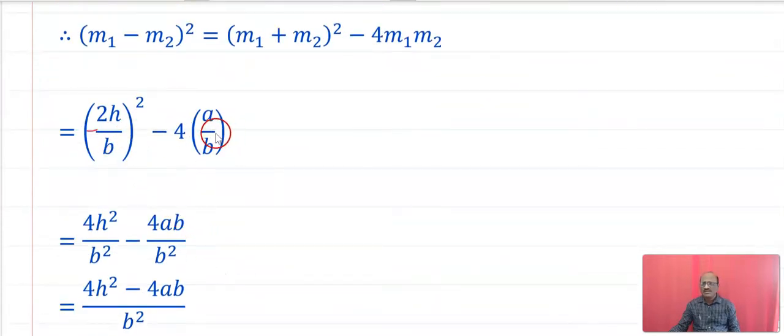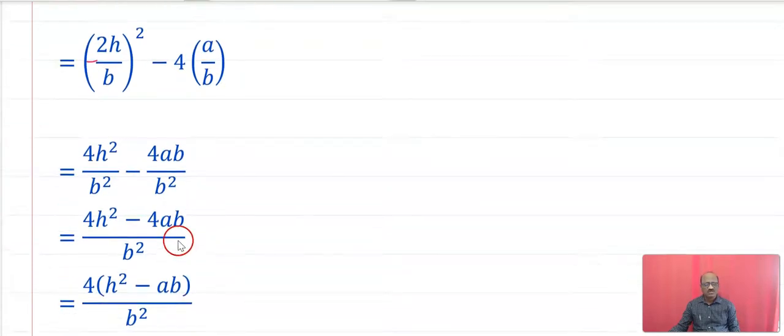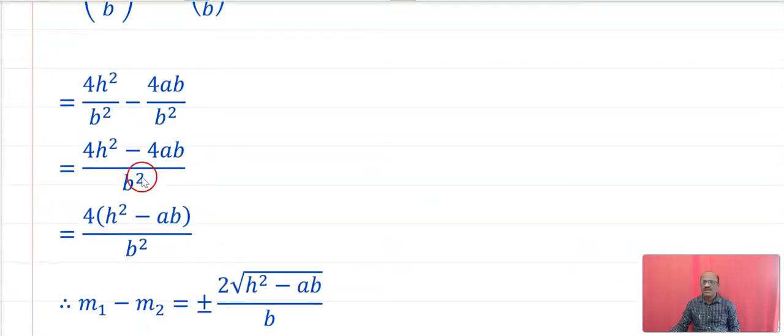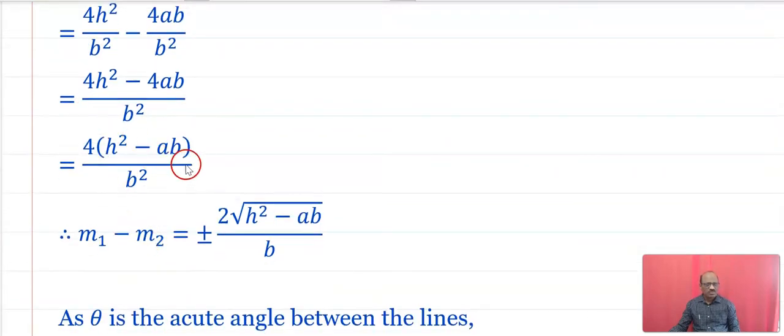If you simplify this, what do you get? 4h square upon b square minus 4ab upon b square. Multiply the numerator and the denominator of this expression by b, then you get 4ab upon b square. Now the base is the same, and therefore it is 4h square minus 4ab upon b square. Take 4 as common, and then in brackets you will get h square minus ab upon b square. Now take the square root on both sides.